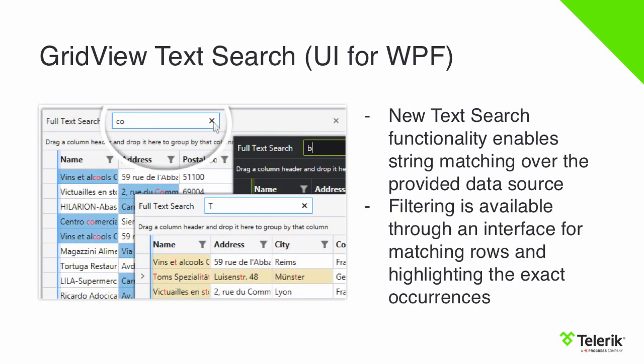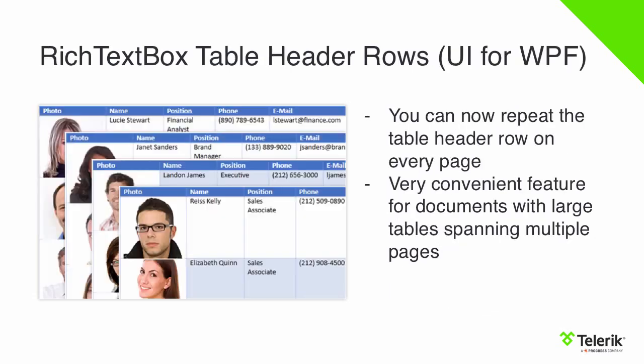The grid view is one of our most popular controls in UI for WPF. In this release, we've integrated full text search into the grid view itself. A lot of customers had requested this feature. With it, you'll be able to perform search queries against the bound data source to filter the data that's being displayed. The grid view will also highlight any matches that are found. It's really nice. And finally, we've added some incremental improvements to other controls in UI for WPF.